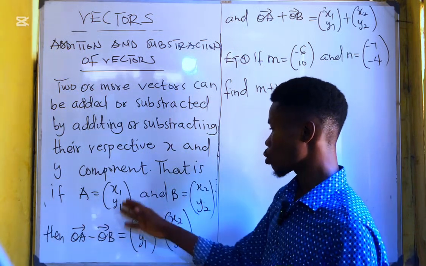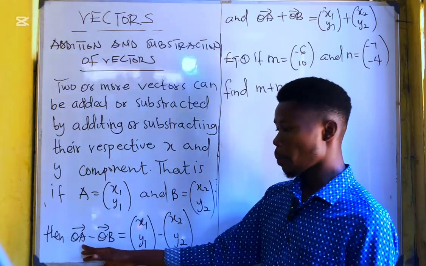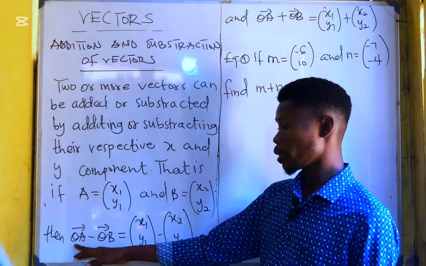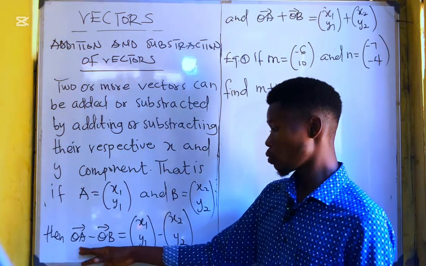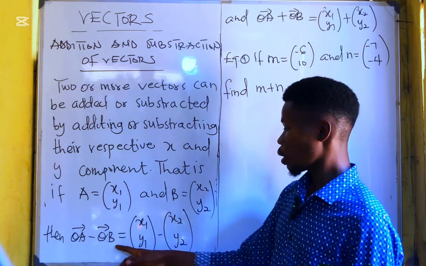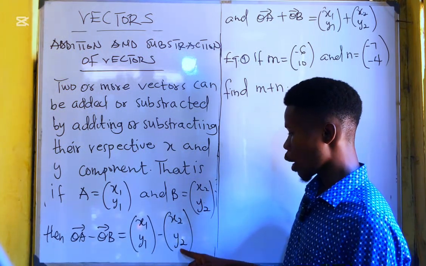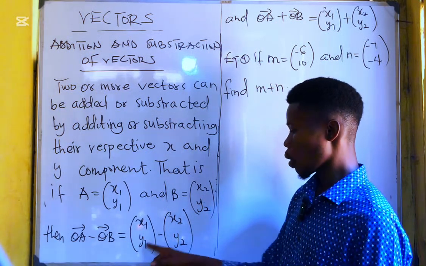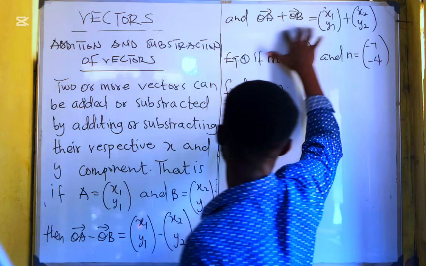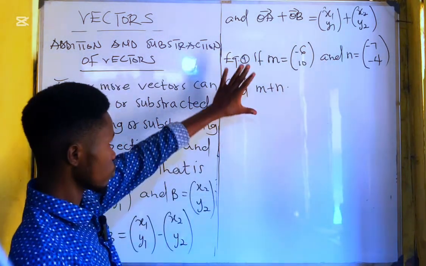So if a equals x1, y1 and b equals x2, y2, then OA minus OB, that is a position vector moving from the origin, is x1, y1 minus x2, y2. If I'm to do the subtraction, it should be x1 minus x2, y1 minus y2. The same thing applies to the addition.